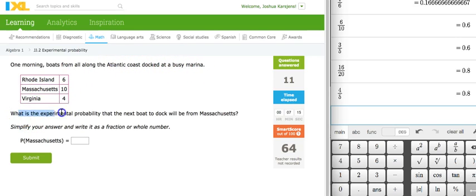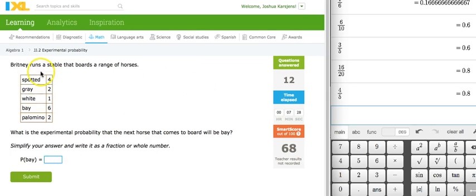Ooh, you got me. As an experimental probability, the next boat will be from Massachusetts. 10 out of total. Let's see, 6 plus 4 is 10. 10 plus 10 is 20. So that would be 10 out of 20, which is halvesies. There we go. All right, so again, make sure you always divide by the total. So you might want to add all these up before you even do anything, and then make sure you simplify as a fraction.